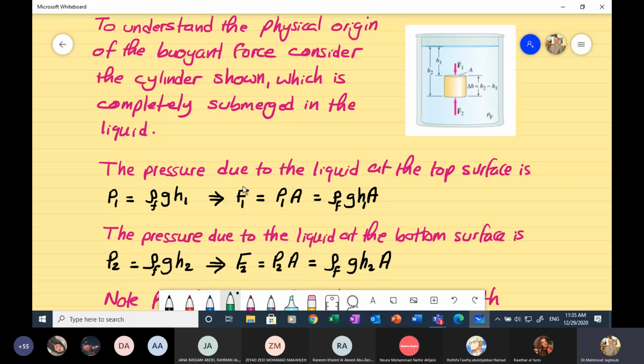And if I want to find the force that is acting at this surface, vertically downwards, that force equals the pressure P1 multiplied by the area. And so I will get the force equals, instead of pressure, ρ_fluid g h1 multiplied by A. So this gives me the force that acts on the top surface vertically downwards.